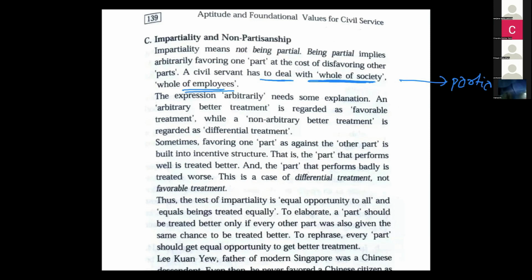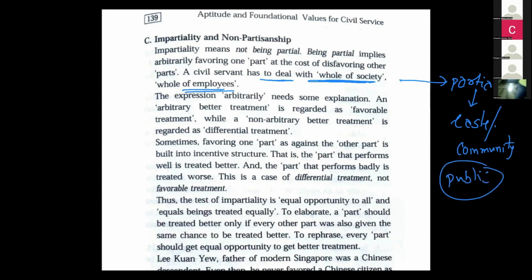Suppose you believe in caste. There are a lot of civil servants who believe in a particular caste. So they'll be partial to a particular caste or a particular community. It should not be the case because you are a public servant and public includes everyone. Everyone. Public में सब आते हैं. No religion, no caste, no community, nothing. So you have to be impartial.